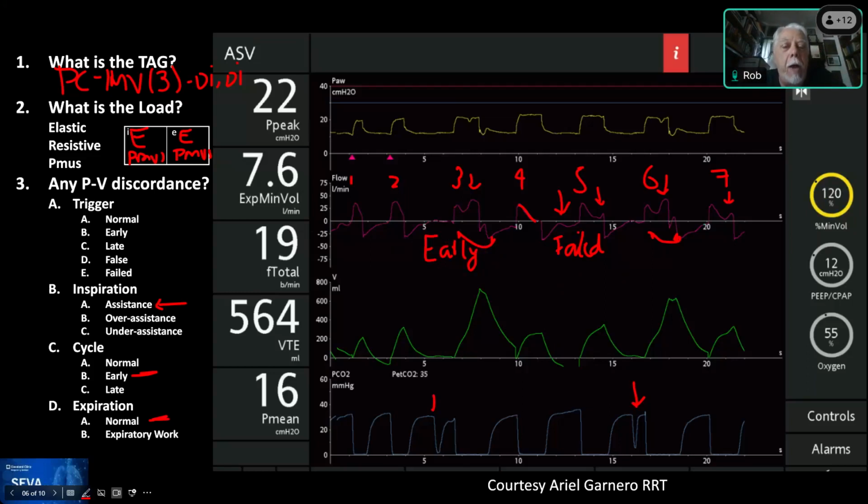Now, you might say, well, how can you get PC-IMV2 out of a Hamilton ventilator? Ariel knows the answer to this, right? Yeah, go for it, Ariel.